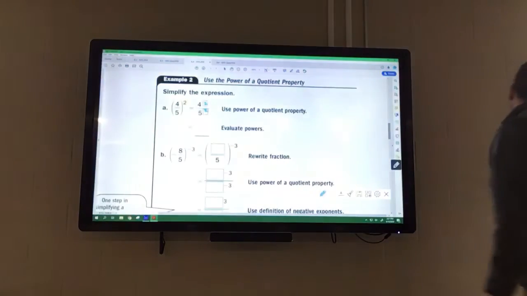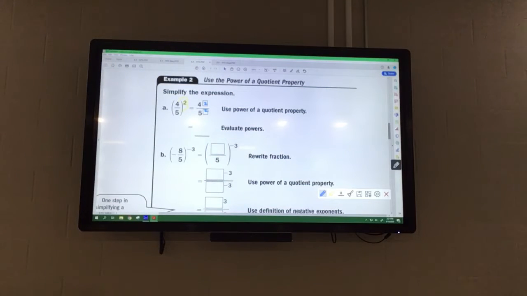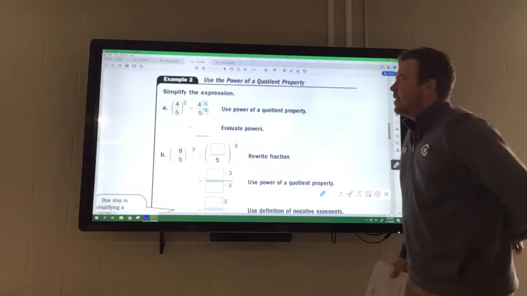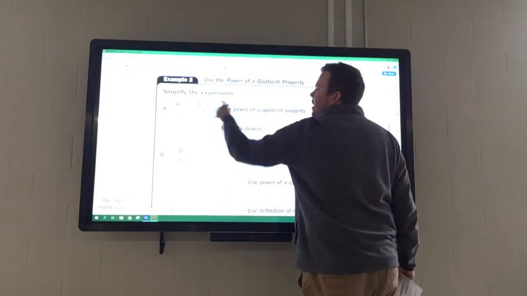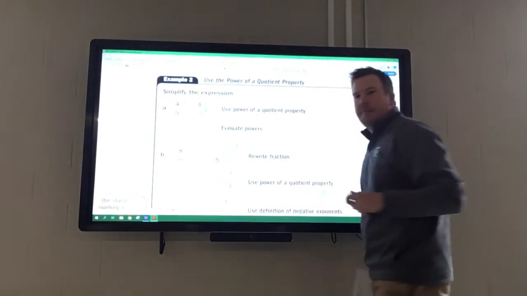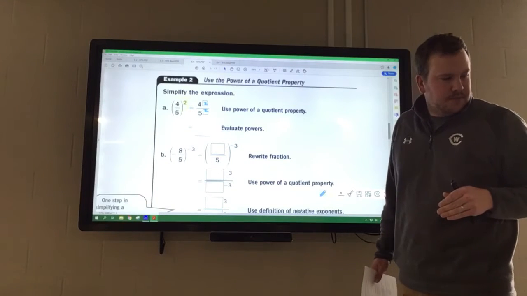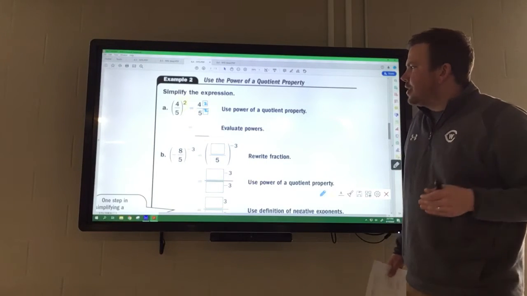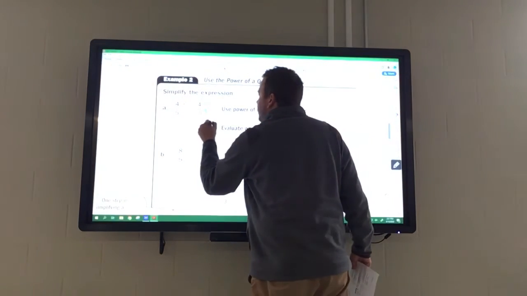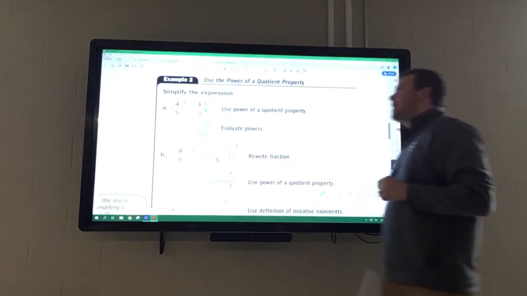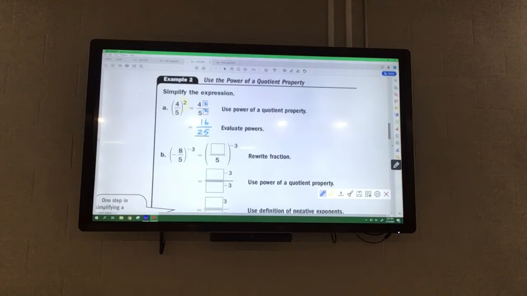Now here's the thing. We can only use that property that we just used in example 1, that quotient of powers property, if we have the same base. In this case, we don't have the same base. In the numerator, we have a base of 4. In the denominator, we have a base of 5. So we can't do that quotient of powers property. So all I'm going to do is just evaluate the powers. 4 squared is 16, 5 squared is 25. I can't reduce that any further. My final answer is just 16 over 25.